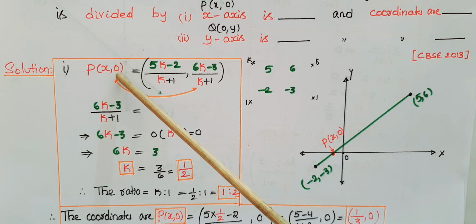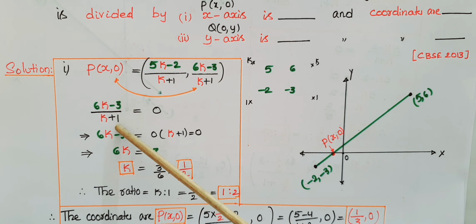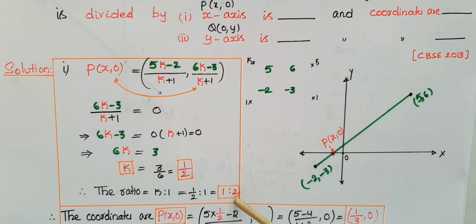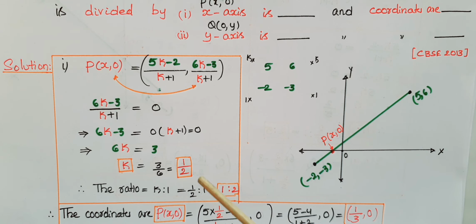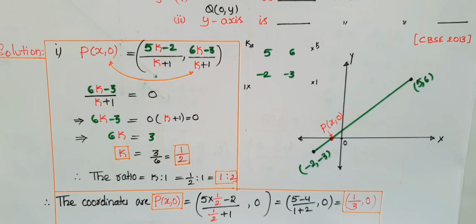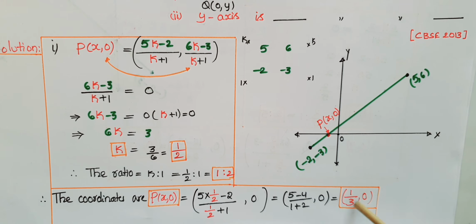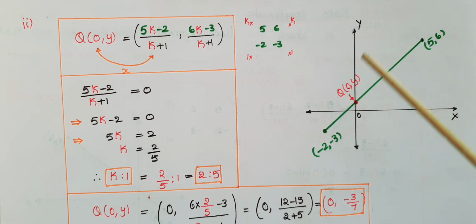So here y coordinate is 0, so equate the y coordinate here. (6k minus 3) by (k plus 1) is equal to 0, then k is equal to 1 by 2. Therefore, the ratio is equal to k:1, that is 1/2:1, that is 1:2. Therefore, the coordinates are, if you substitute this k value in these coordinates, then you will get P(x, 0) is (1/3, 0).